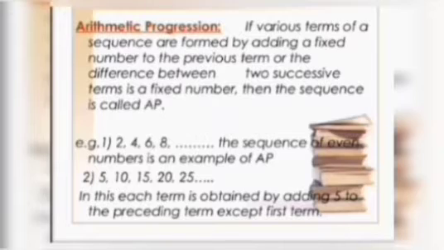Next, the second example: 5, 10, 15, 20, 25 and so on. In this, each term is obtained by adding 5 to the preceding term except the first term. This is called an arithmetic progression. The general form of an arithmetic progression is a, a plus d, a plus 2d, a plus 3d and so on, a plus (n minus 1) into d, where a is the first term and d is called the common difference.